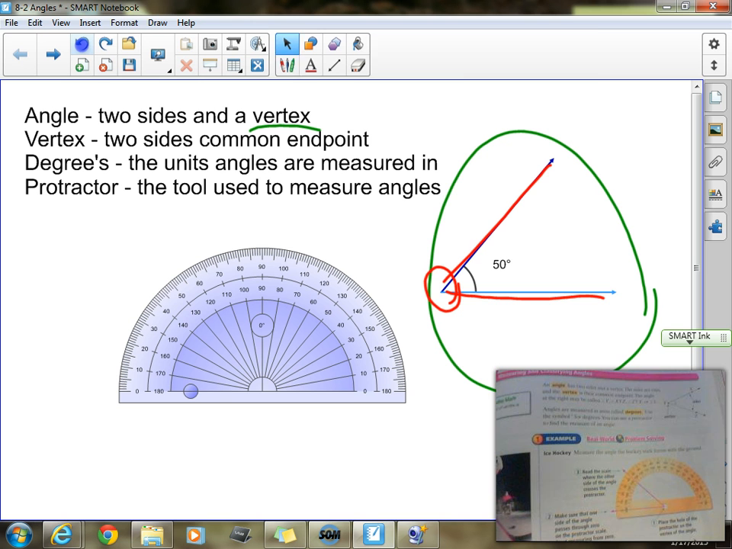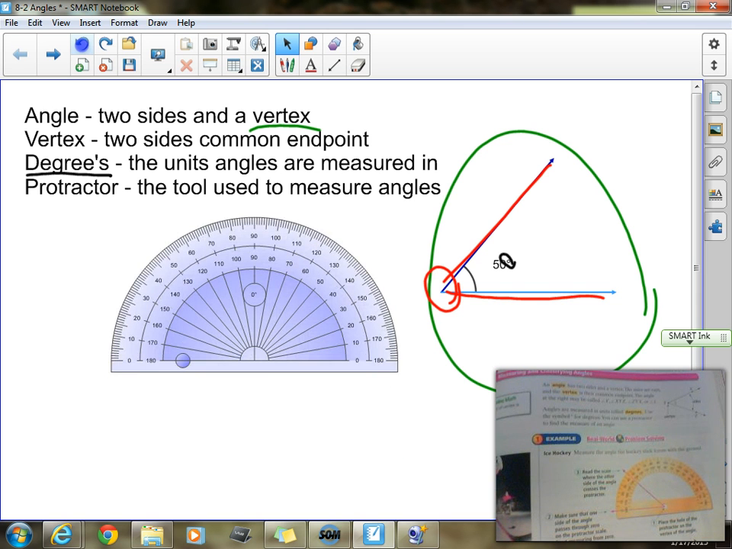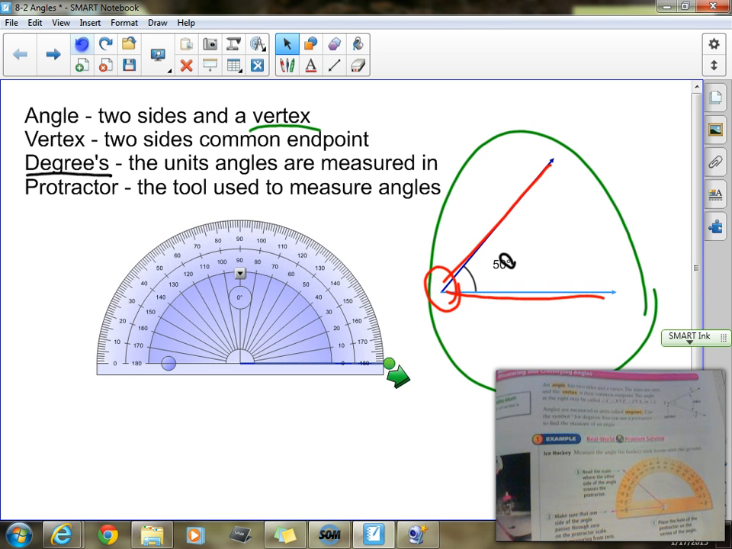Next, you see this little symbol right at the very top there. We call that the degrees. And the degrees are the units angles are measured in. Hopefully this should all be very old news. Finally, the protractor. The protractor is what we use to measure angles, and most of them look something like that there at the bottom. So that is the vocabulary.